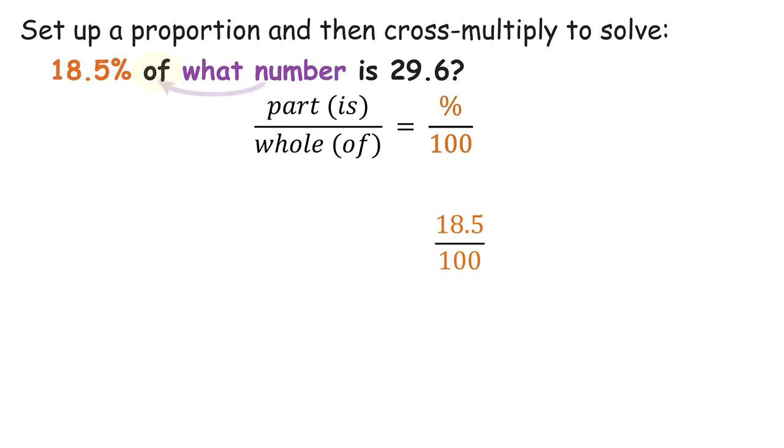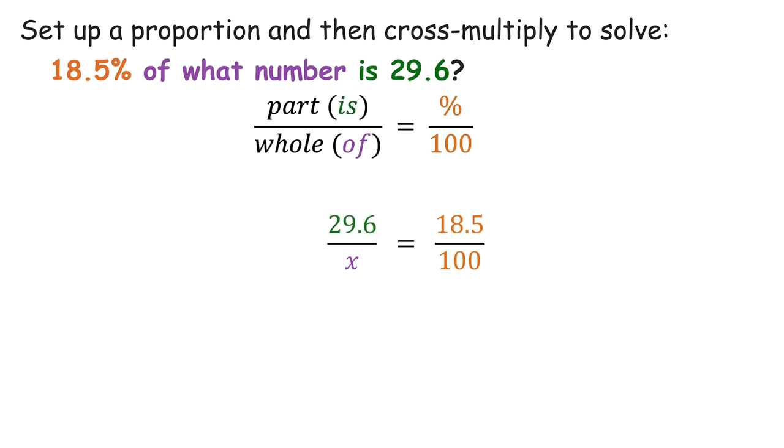What number is next to the word of and next to the word is? But if we associate what number with the word is, we have nothing left to apply to the word of. So looking at 18.5% of what number is 29.6, we realize that we must make the following associations. Associate what number with of, the whole, and associate 29.6 with is, the part.